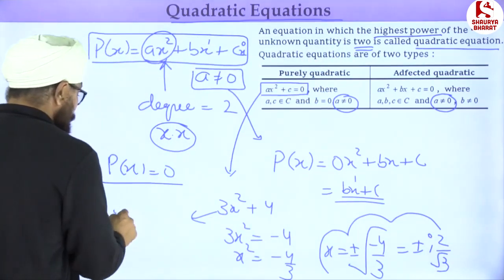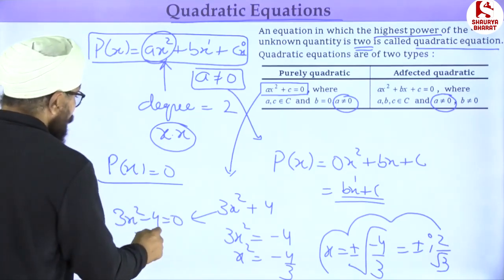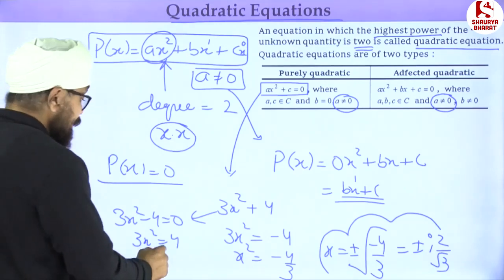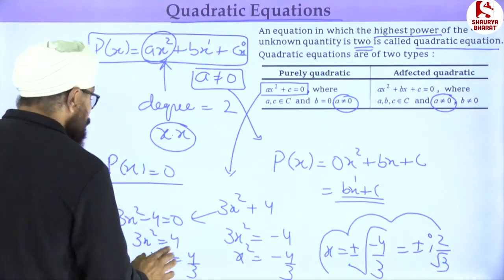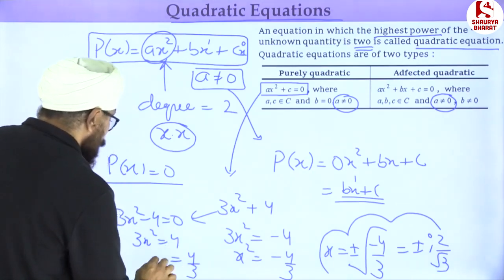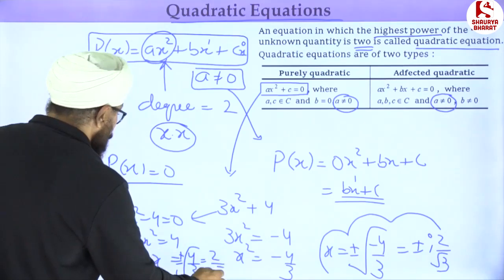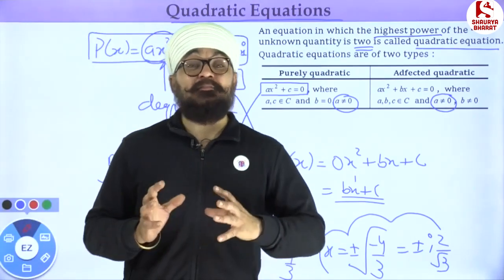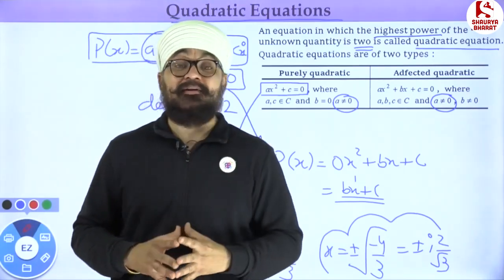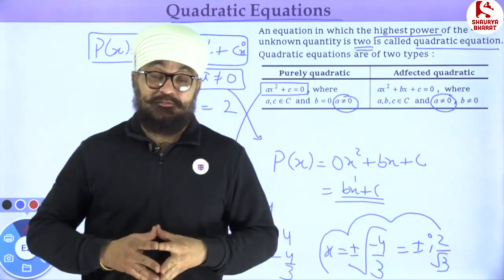Suppose we are having, say, 3x square minus 4 equal to 0, then we will get 3x square equal to 4, and x square becomes 4 upon 3, or x will become the square root of this. So still we will get the answer as plus minus. That means we will get the answer for x much more easily for pure quadratic. And when we talk about affected quadratic, we are having different methods of finding the solution.